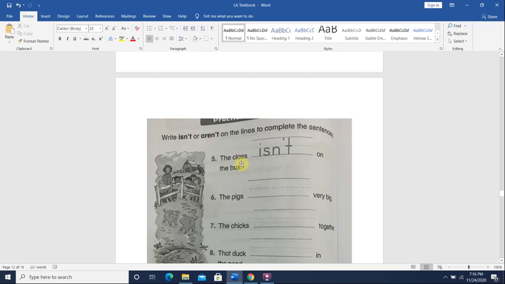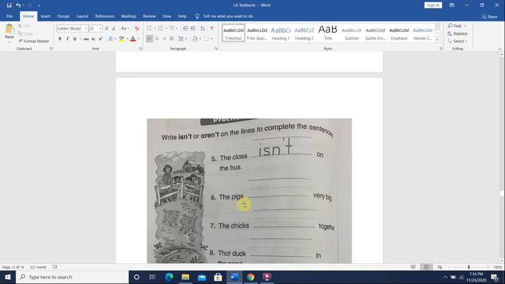Okay, the class here, a class has many students, but when you talk about it, you talk about it as one group. So the class here is singular. It's about one class. So the class isn't on the bus. That's why we used isn't, because here it talks about the class as one thing. All right.